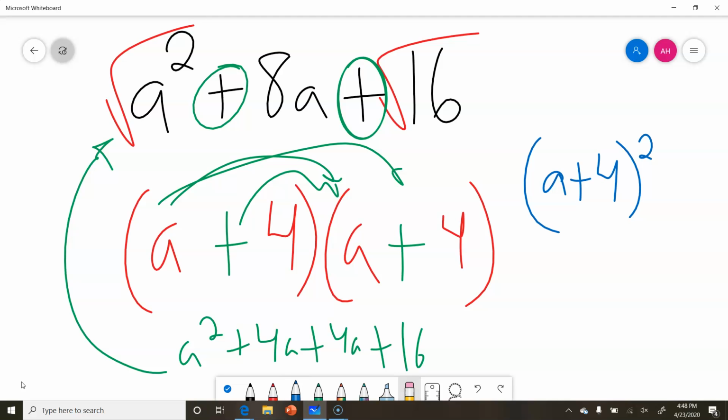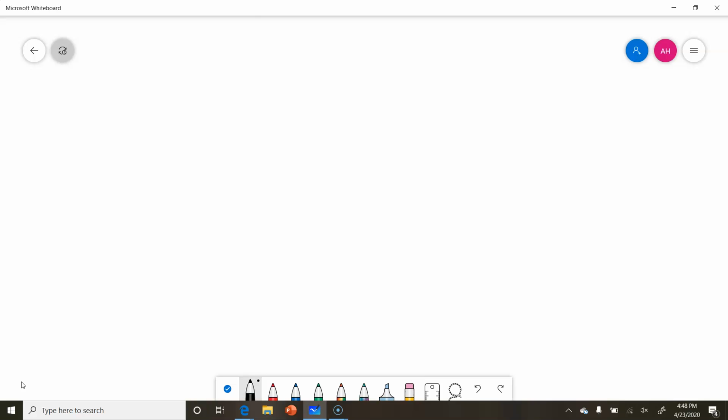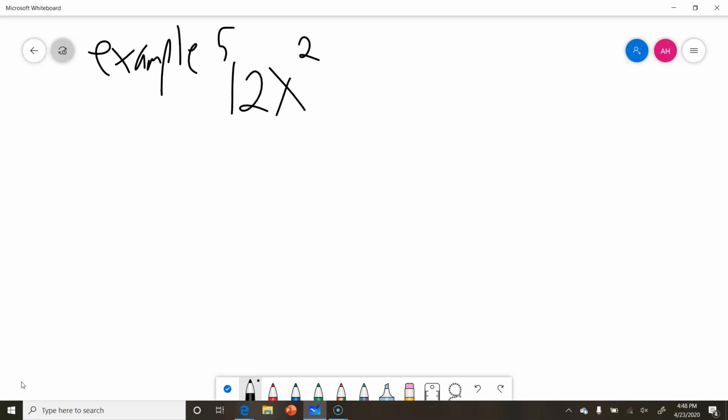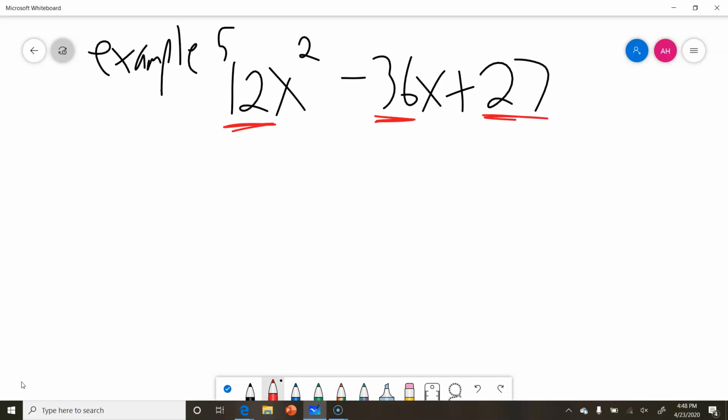Now, this is where it gets harder, in our next example. Same page in the textbook. This is example 5, and they say factor 12x squared, that's important, minus 36x plus 27. One of the important things for us to realize about this one is that all of these numbers we need to factor first, and all of them have a greatest common factor of, you guessed it, 3.